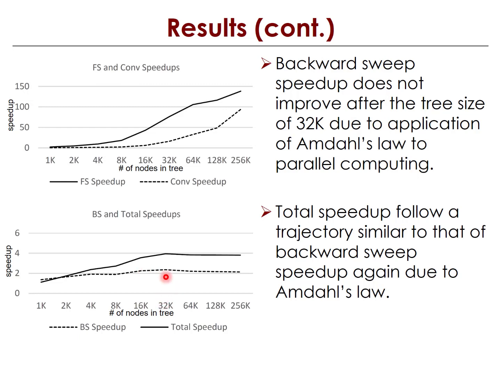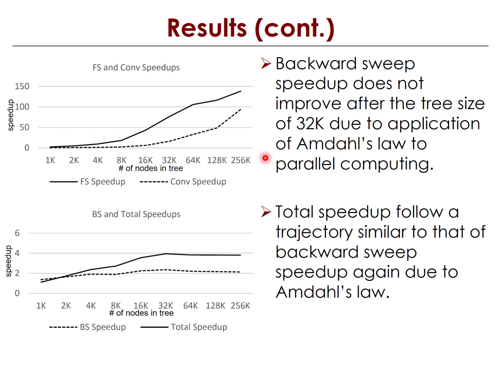On the other hand, the speed up of backward sweep does not improve after the tree size of 32K. It is because in our current parallel implementation, a big portion of the backward sweep computation is done serially on the CPU. Application of Amdahl's law to parallel computing indicates that the theoretical speed up would be limited by the percentage of the computation that can be parallelized. And at the tree size of 32K, we start to fully utilize the GPU and hence we start to almost reach the theoretical speedup.